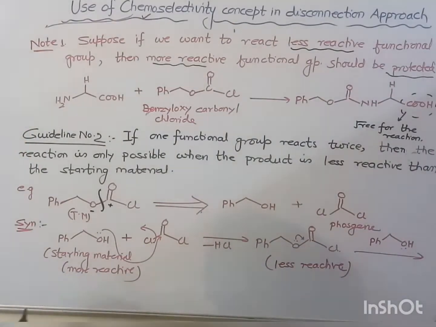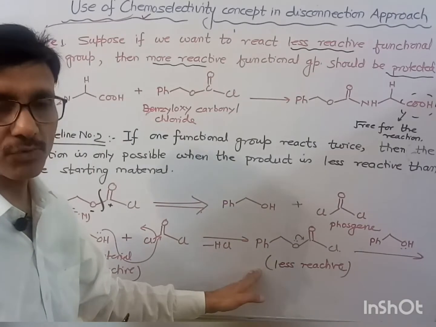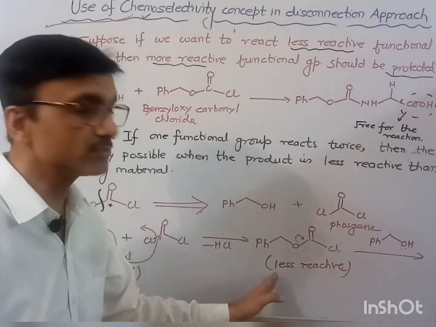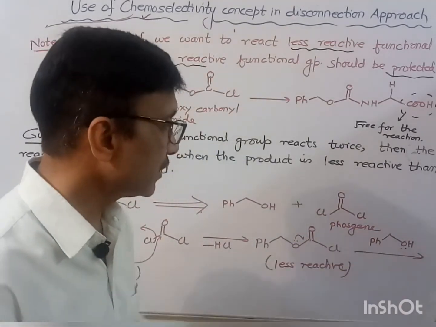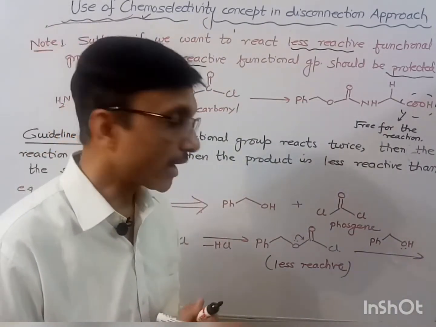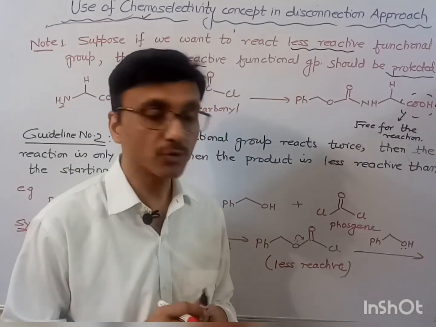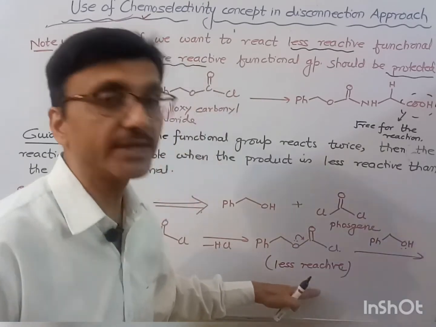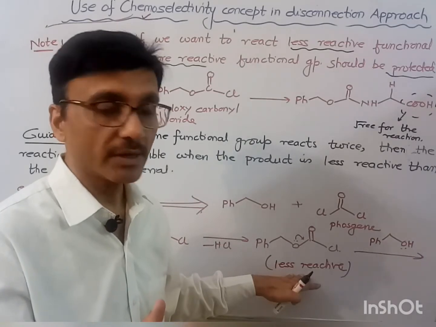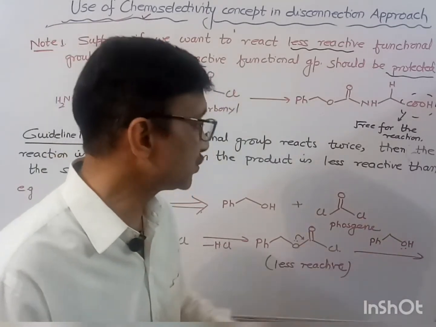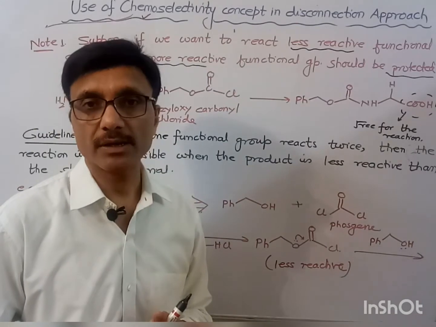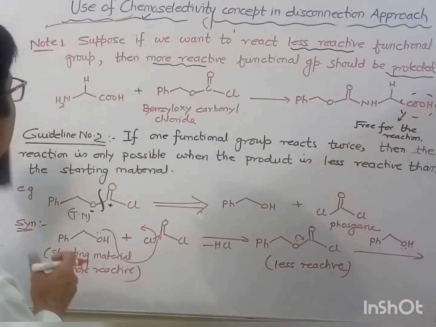Now suppose the product formed is more reactive and we need that product. Then the further unwanted reaction with any starting material can be blocked by using some protecting groups. So let's see one of the examples for this.